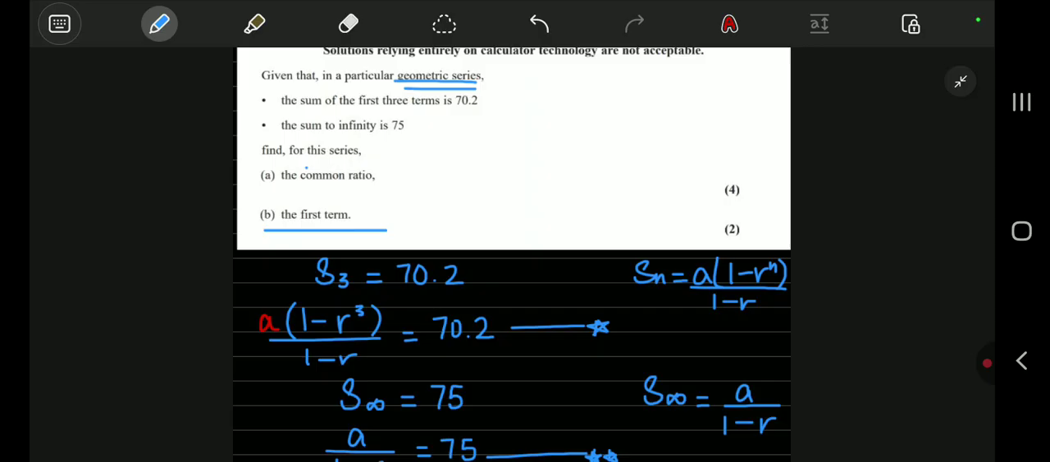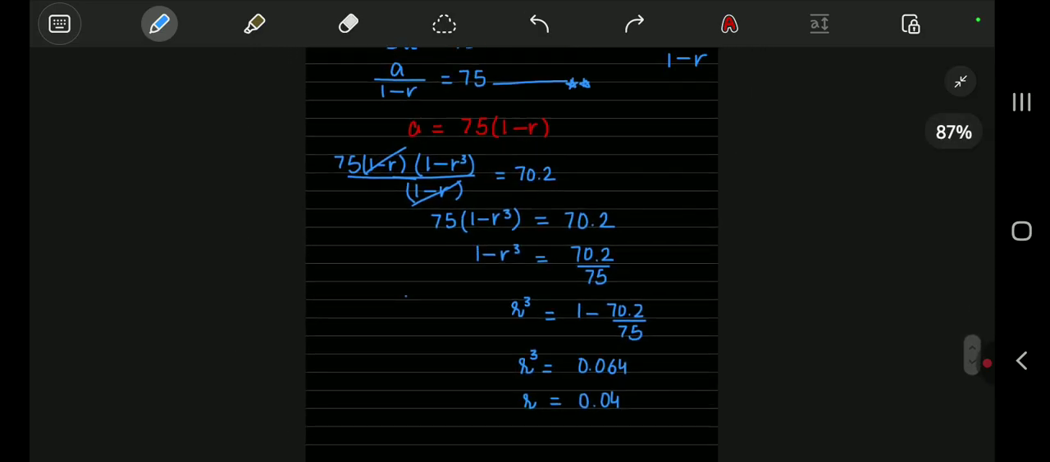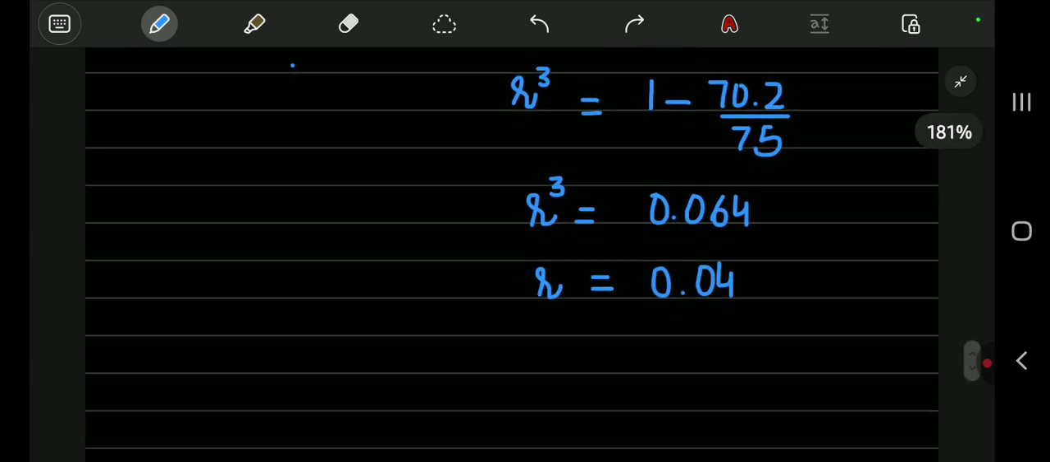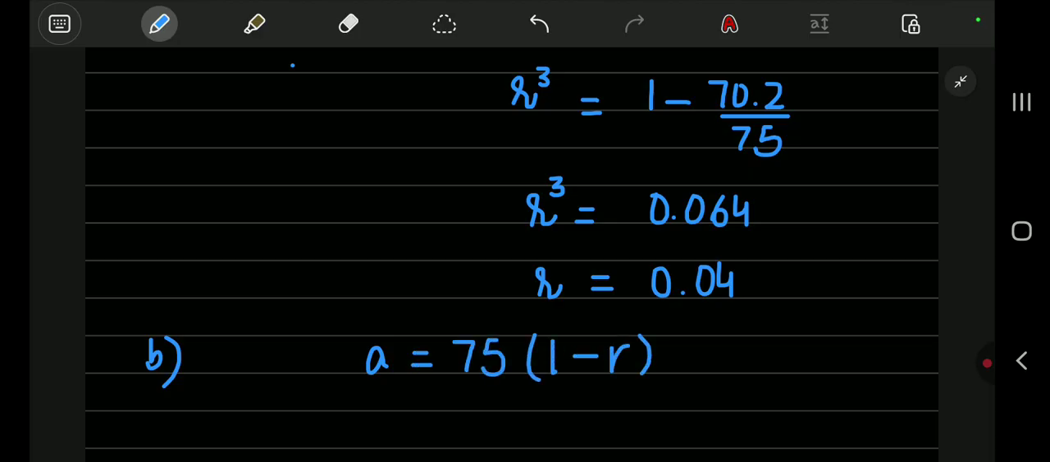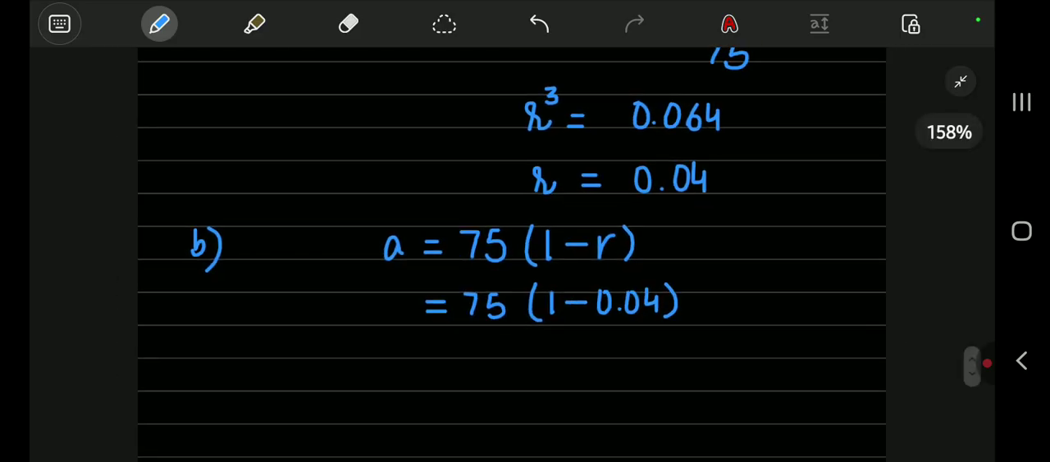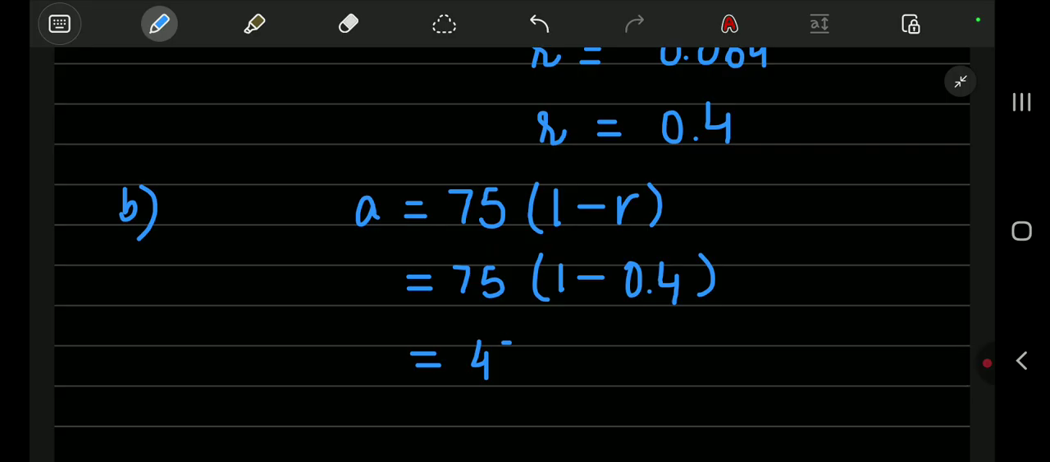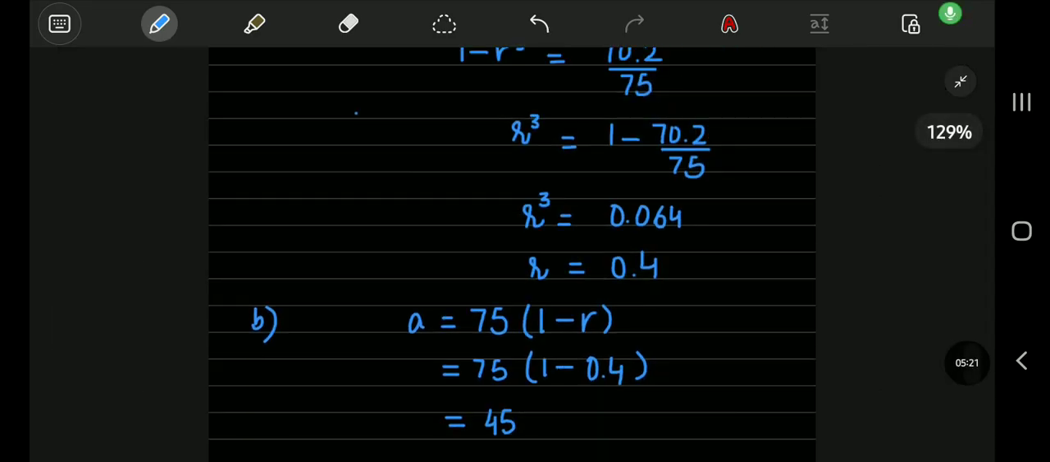The second thing is they need the first term, that means a. So we will substitute this back into your a equation and you will get it. a is equal to 75 times 1 minus r. So we will get 75 times 1 minus 0.4, since r is 0.4. I mistakenly wrote 0.04 earlier. And 1 minus 0.4 would be 0.6, times 75 will give you 45.